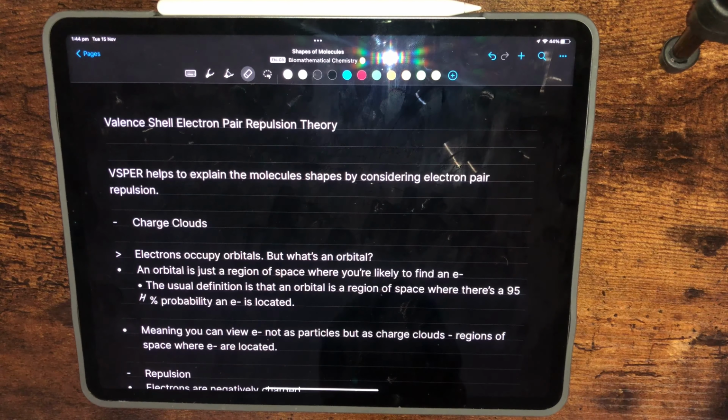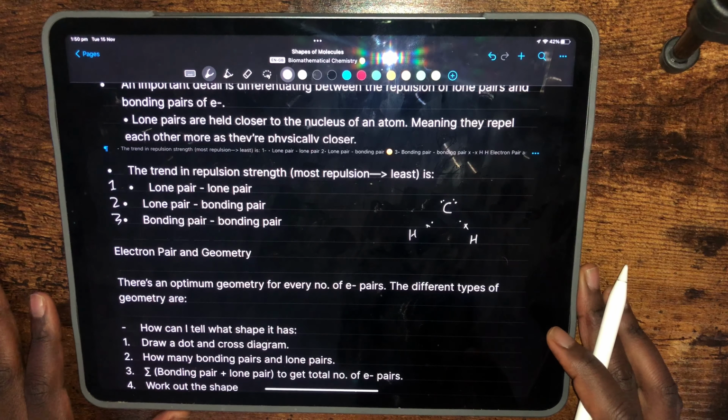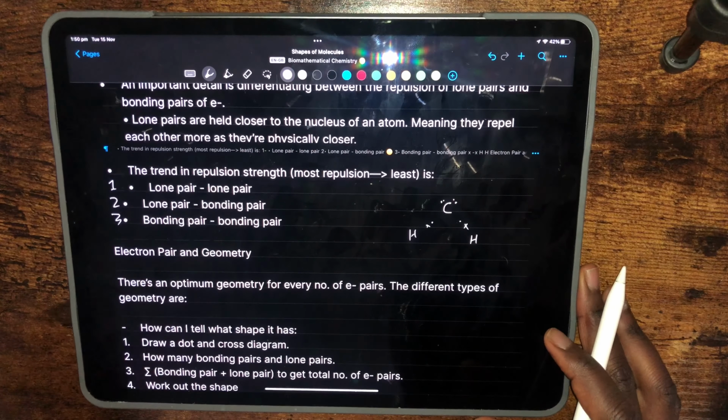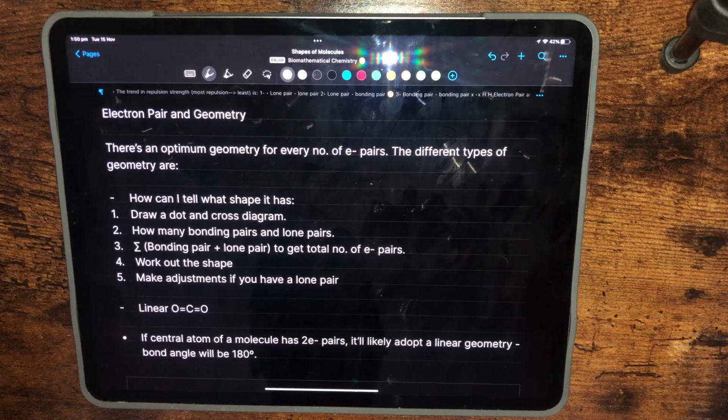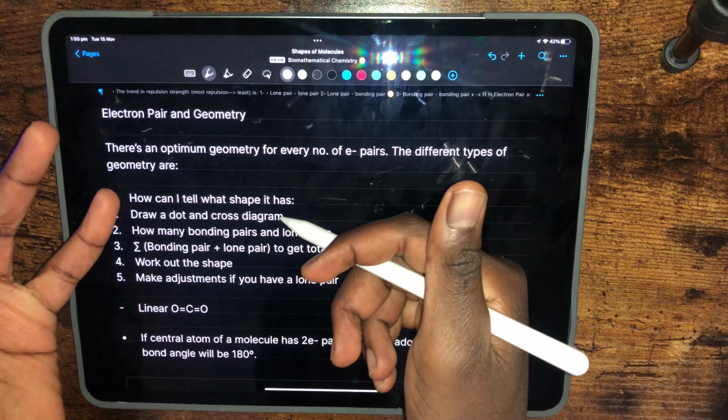So, electron pair repulsion, electron pairs and geometry. There's an optimum geometry for every number of electron pairs, and the different types of geometries can be represented below. I'll show you the names of them, the linears and all that, but first of all, we need to understand how you can tell the shape a molecule has. This is the important thing. This is where the question is.